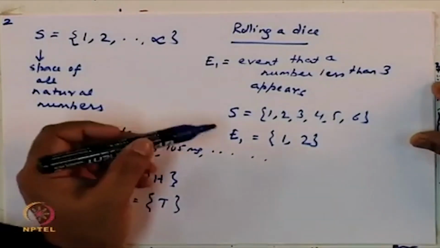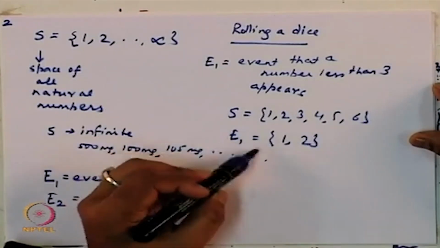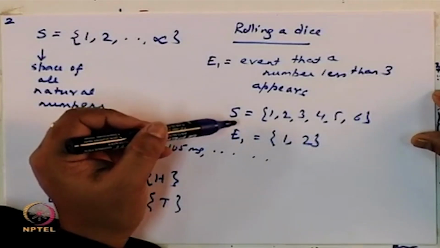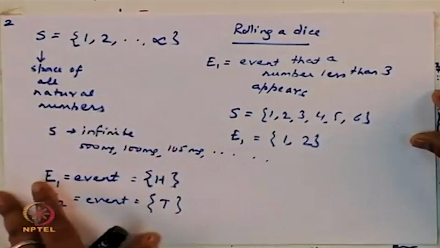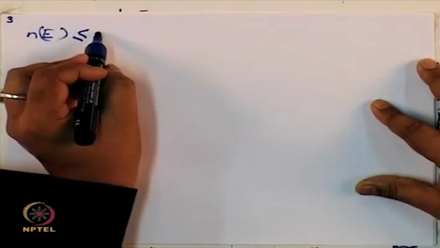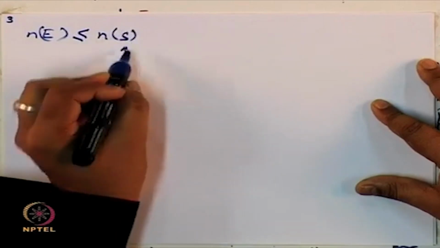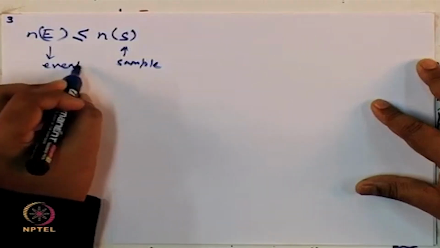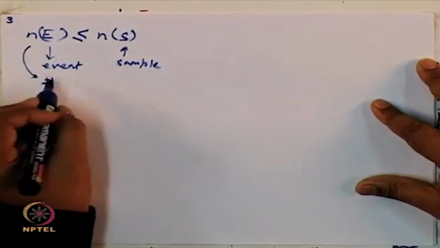So what you see is that the number of possibilities in an event can be less than or equal to the number of possibilities in the sample space. So in the general case, for any event E, the number of possibilities of E is less than or equal to the number of possibilities in the sample space S. So this is my sample space, and this is my event. So n is the number of possibilities.